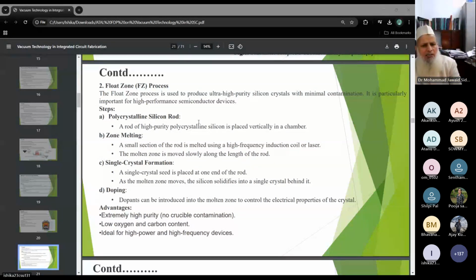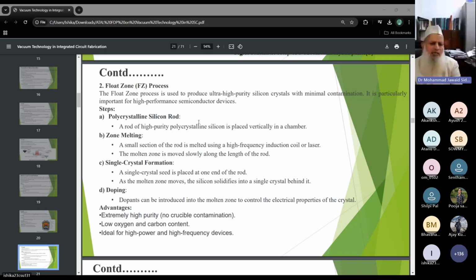Polycrystalline silicon: a rod of high purity polycrystalline silicon is placed vertically in a chamber. Zone melting: a small section of the rod is melted using a high frequency induction coil or laser heating. The molten zone is moved slowly along the length of the rod. Single crystal formation: a single crystal seed is placed at one end of the rod. As the zone moves, the silicon solidifies into a single crystal behind it, and dopants can be introduced into the molten zone to control the electrical properties of the crystal.